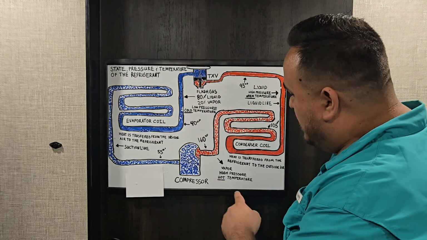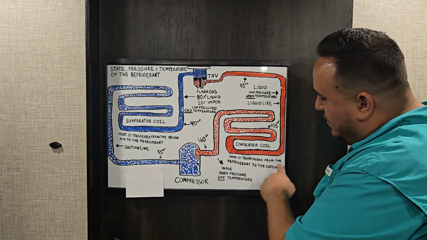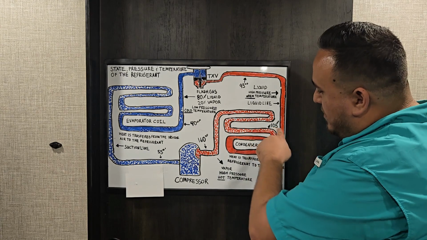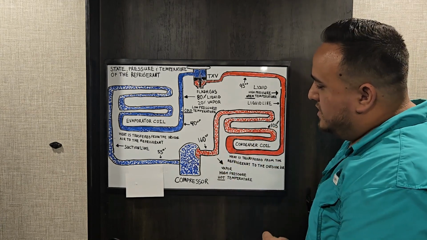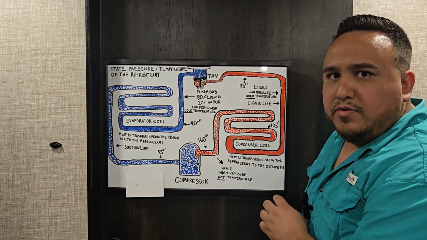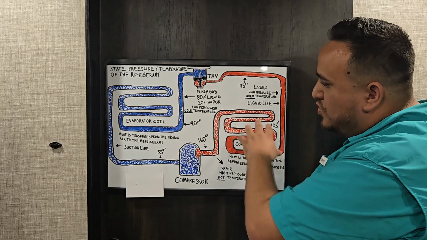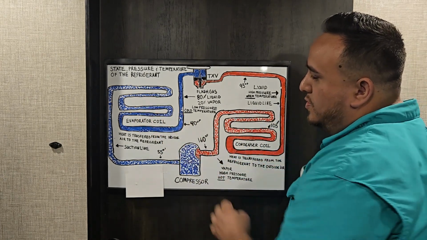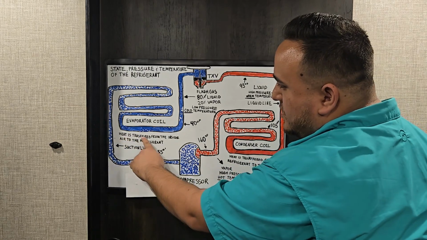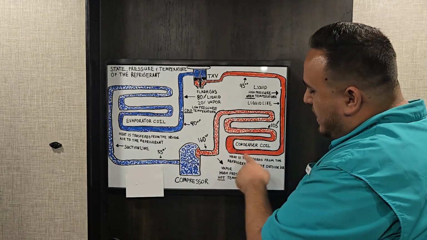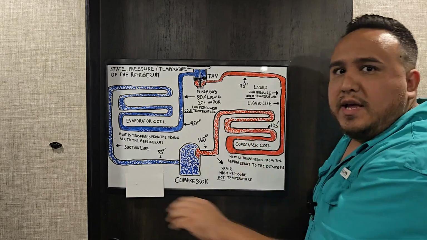Why? Because as you can see here, it says heat is transferred from the refrigerant to the outside air. So the outside air is cooler than my 105 degrees or my 160 degrees. It comes in contact with the coil, and as it does, the air absorbs the heat that the refrigerant had absorbed over here. That's why it says over here, heat is transferred from the inside air to the refrigerant, and over here, heat is transferred from the refrigerant to the outside air.